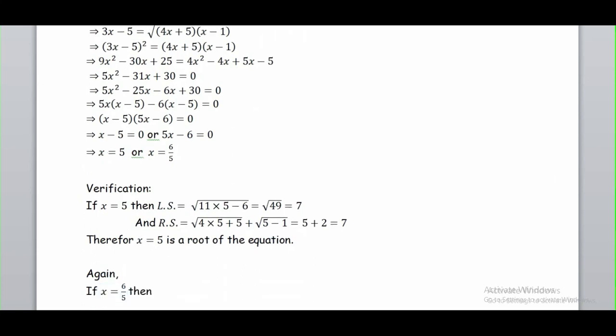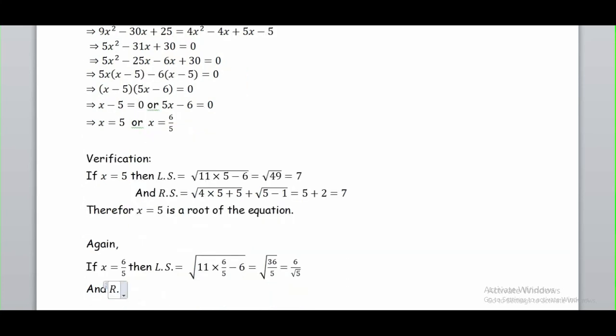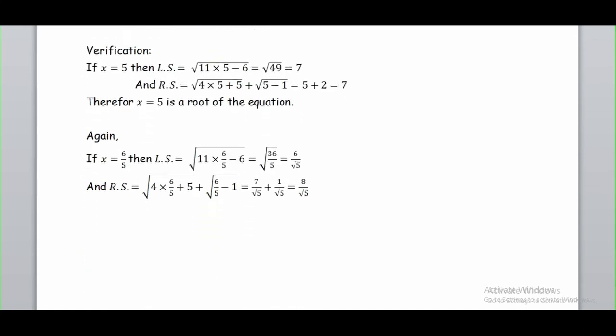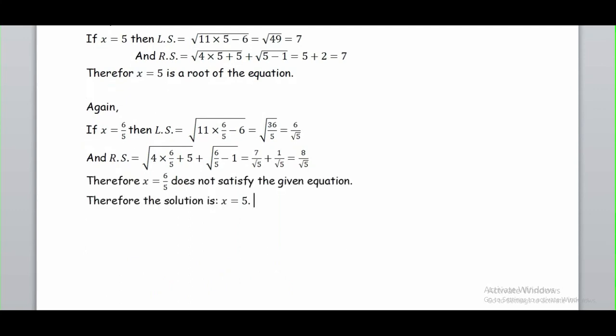If x equal to 6 by 5, then left side equal to 11 into 6 by 5 minus 6, root over 36 by 5, that is 6 by root 5, and right hand side equal to 4 into 6 by 5 plus 5 root over, and root over 6 by 5 minus 1, equal to 7 by root 5 plus 1 by root 5. Therefore x equal to 6 by 5 is not satisfying this equation, so we have only one solution here, which is x equal to 5.